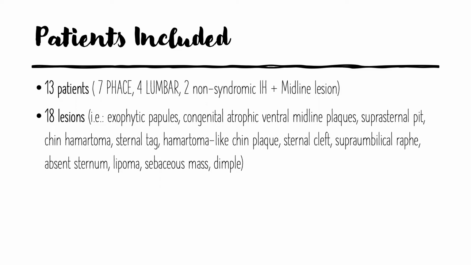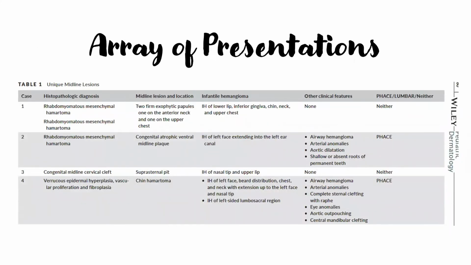We saw an array of midline lesions and associated anomalies, which highlighted the spectrum of findings that can be seen in infants who have PHACE, lumbar, or non-syndromic infantile hemangiomas. Here you can see a portion of a table that shows patients identified by their case numbers and their associated midline lesions, the location of their infantile hemangiomas, any other clinical features that were noted, and their syndromic diagnoses if applicable. As mentioned earlier, not all patients with midline lesions will meet the diagnostic criteria for PHACE or lumbar syndrome.